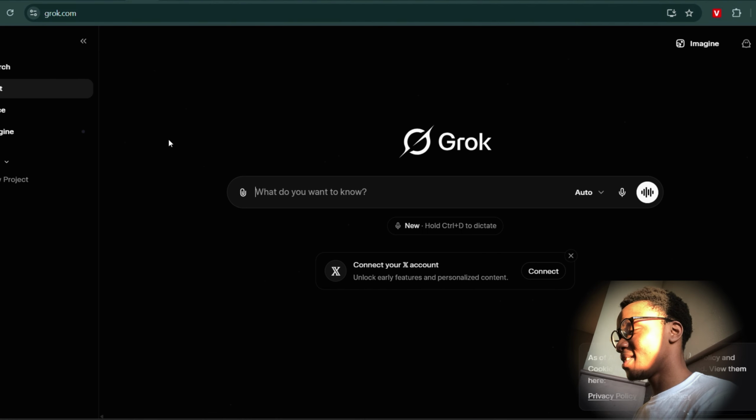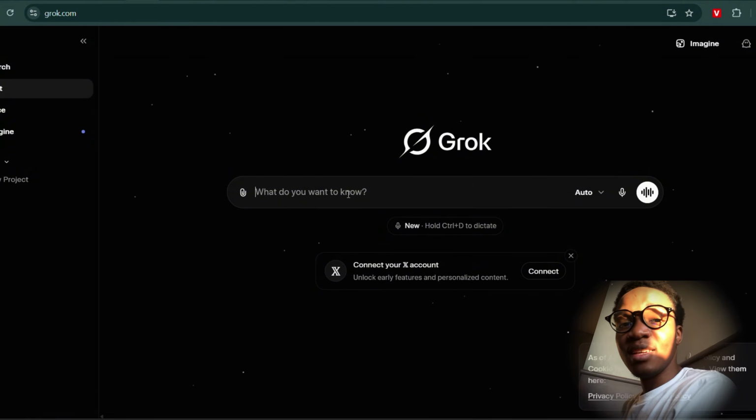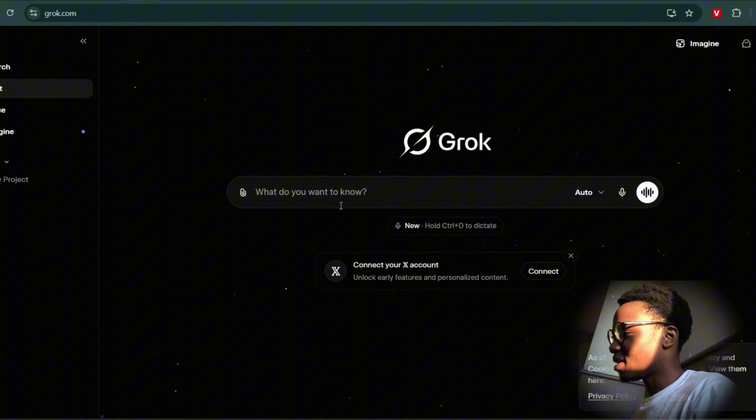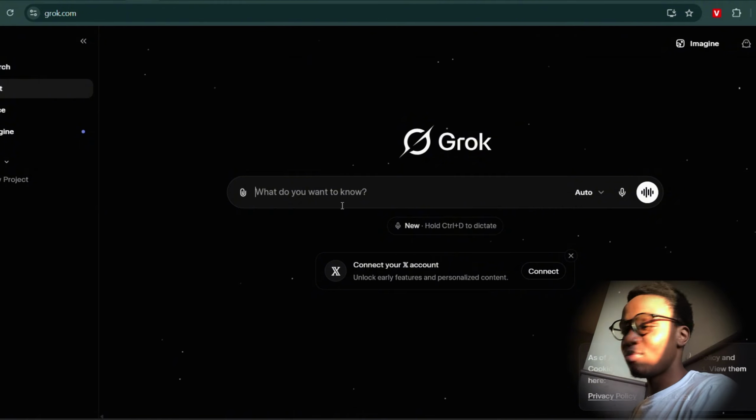GROK AI is, for those of you who don't know, that AI that was made by the Elon Musk team, the X team, the Twitter team. So they made GROK AI. And GROK's power is in being more human and less AI. It usually has responses that feel human. So you can probably use this to cheat on your tests and stuff.